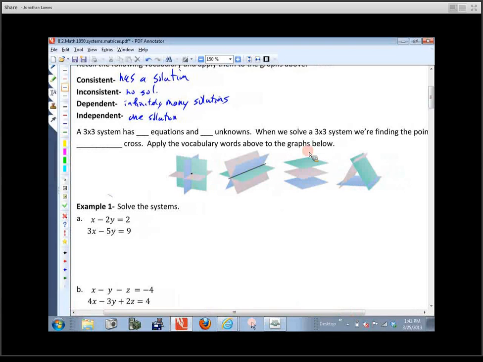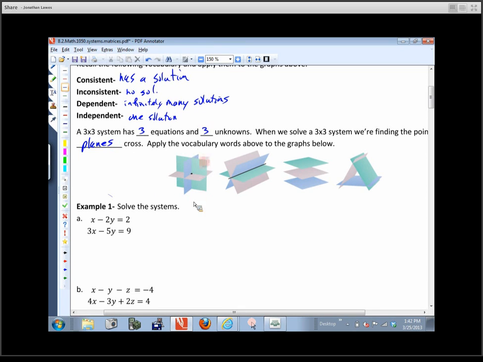A 3x3 system has how many equations and how many unknowns? 3 equations and 3 unknowns. And when we solve a 3x3 system, we're not trying to find the point where the lines cross. What are we trying to find? Point where the planes cross. Okay? So let's run through and take a look at this example.